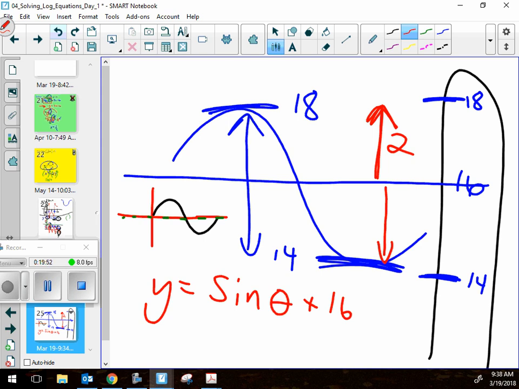Next, what goes in the front? The amplitude, which is what? 2. Awesome. Now, the only thing left is this part, which I haven't talked about because it has to do with how much time it took to go from a high tide to a low tide and then back up to a high tide.